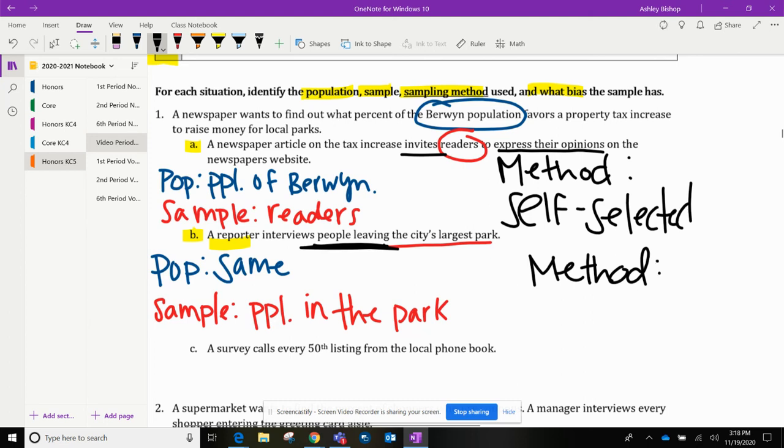So this would be a convenient sample. It was convenient for me to find these people. That's the sampling method, convenience method. You have to run into me.